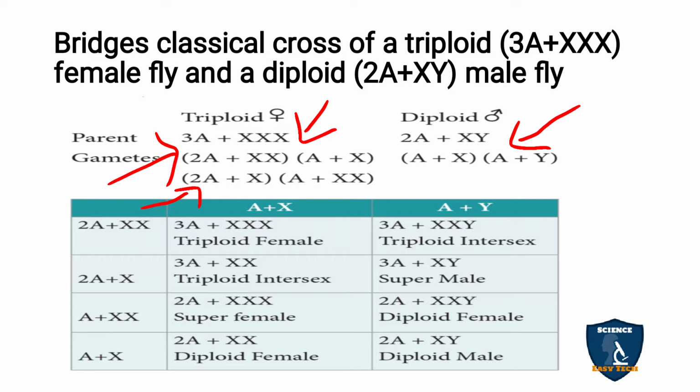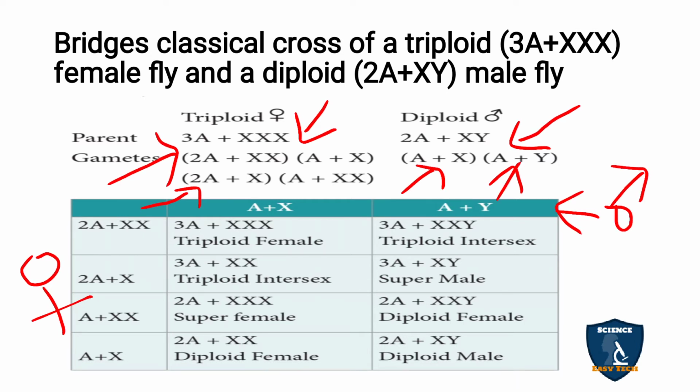From the diploid male parent, one type is A plus X, and another type is A plus Y. Now we are going to use these in a Punnett checkerboard. This side is the female and this is considered the male parent. We write the first genotype, 2A plus XX, and here it is A plus X.